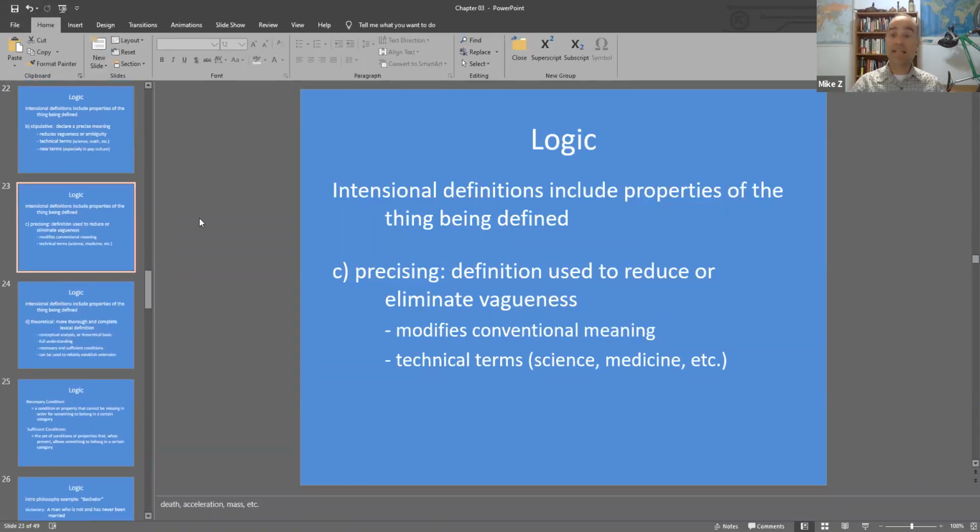Now, next one, the precising definitions. This is when you take something that's got a regular conventional meaning that we understand, but it's a little vague, right? And in order for this to work, for our purposes here, we need to come up with a more precise definition of this. So a good example that they use in the book is death, right? We understand what death is. You could look it up in the dictionary if you wanted to get the conventional meaning, the lexical definition for death, but it's vague, right?